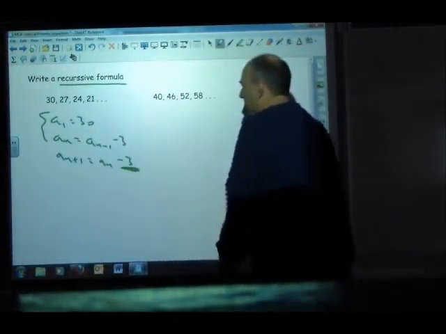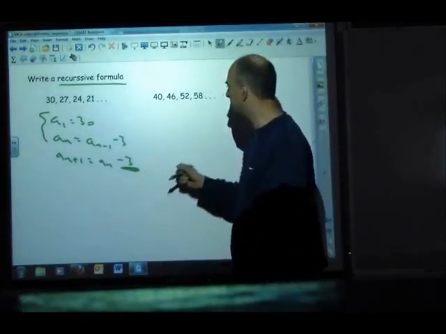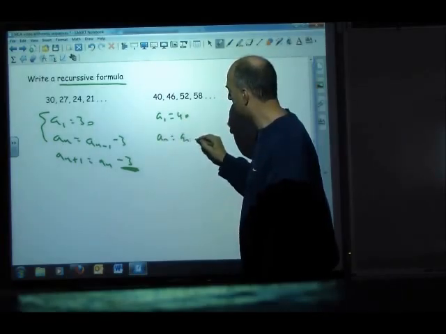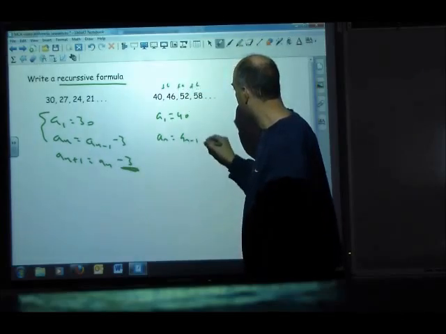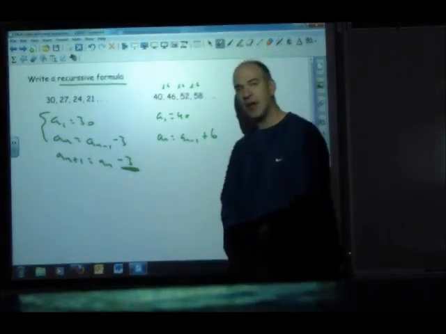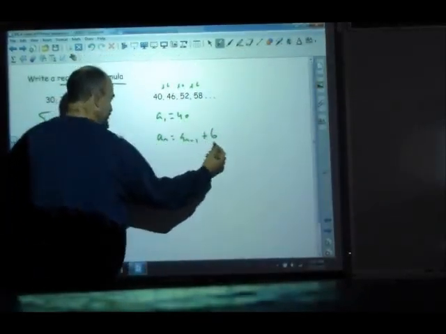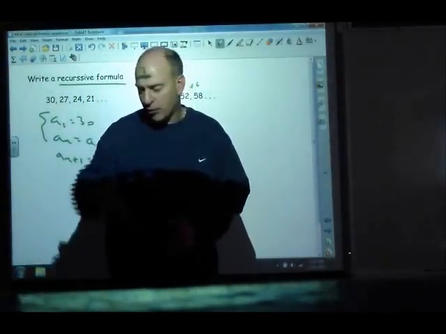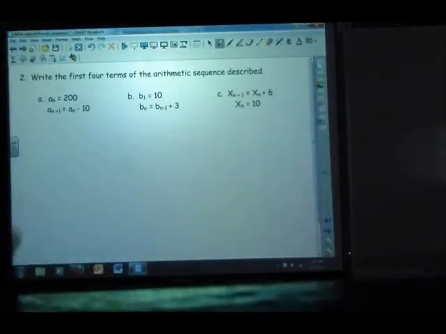So we go to this one. Here we're increasing, so the constant difference is positive. A1 is 40. AN is AN minus 1. And I'm adding 6, aren't I? On my way down the line, plus 6. Okay? Arithmetic sequences are sequences where you're constantly adding or subtracting down the line. So you're always getting a term by looking at the one right before it and doing something to it, adding or subtracting. Okay?